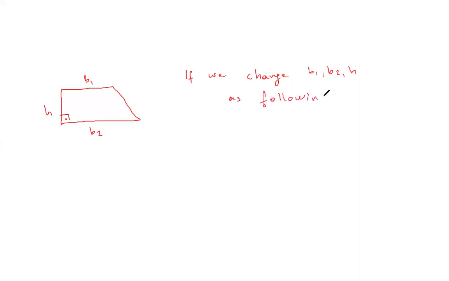We have one trapezoid. It's called B1, B2, altitude H. Okay, it says that if we change B1, B2, H as following, what will be the new area? This is the question.